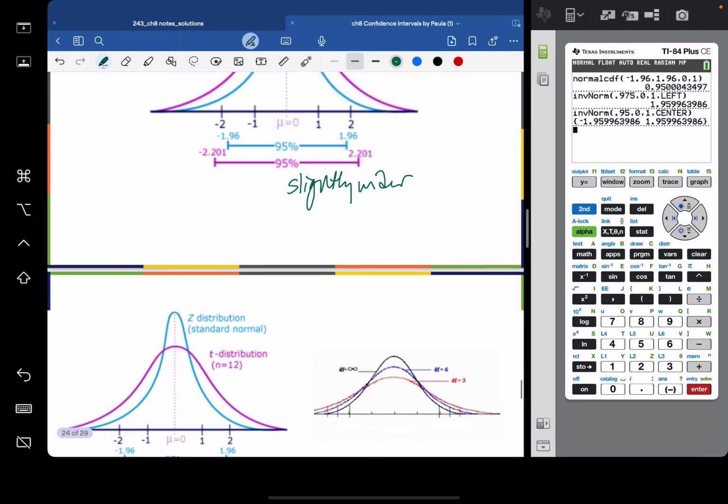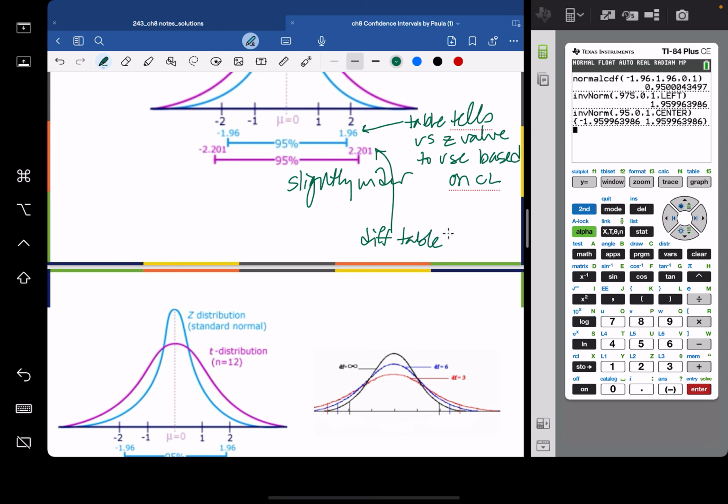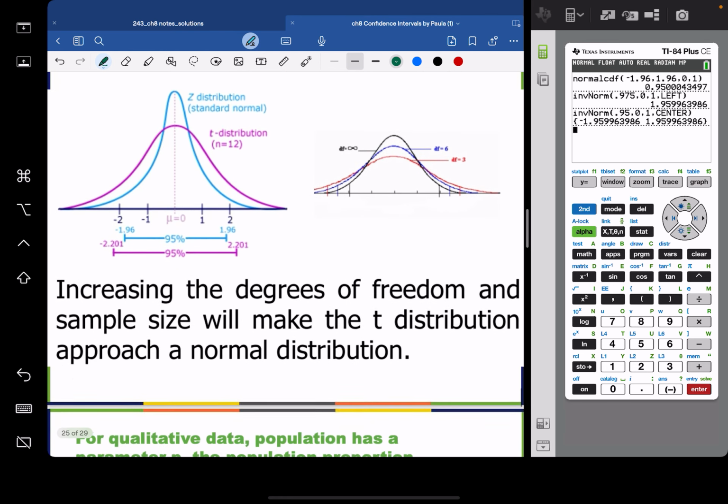And we can find the t values. So before we had a little table to tell us the z value to use based on a confidence level. And we will have a different table to tell us the t value based on a confidence level. And so I'll talk more about that.